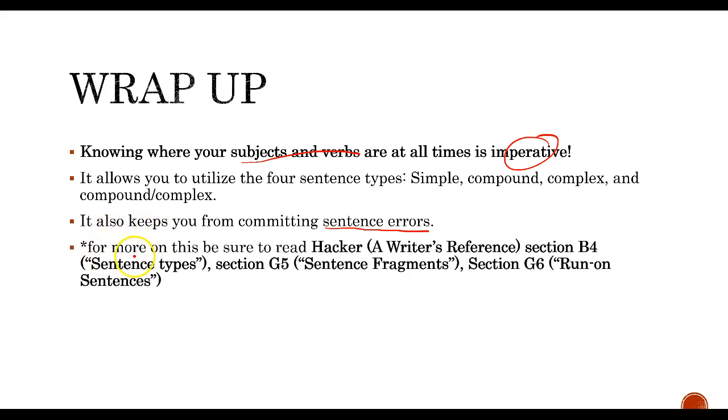So for more on this, I want you to take a look at the Hacker book, A Writer's Reference by Diana Hacker. Make sure you read section B4, sentence types, right? So that basically reiterates the 4 types. Section G5, sentence fragments. It gives some good examples of sentence fragments. And section G6, run-on sentences. And it also talks about comma splices in there too. So take a look at those just to sort of augment what we've talked about in this particular lesson.